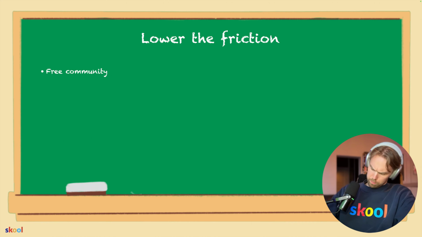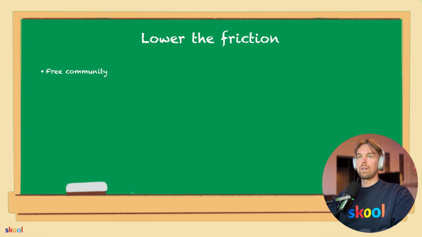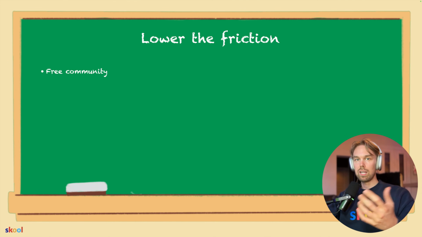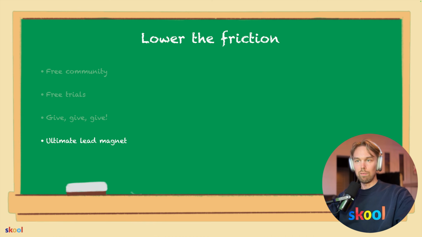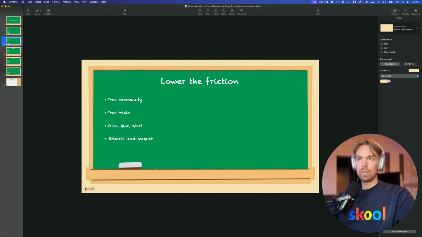So let's start with the first point, which is to lower the friction, right? And the easiest way to lower the friction, if you ask me, and I'm going to go into detail on what this is, is to have a free community. This is what I'm doing, right? If we're trying to convert people into a paid community and make more sales, the easiest way to lower the friction is to have a free community. Alternatively, we can also have free trials. This is not yet live on Skool, but it's hopefully coming very, very soon. So we're going to talk about that as well. And so it's all about giving free value up front, right? And then having the ultimate lead magnet. So let's dive into all of this.